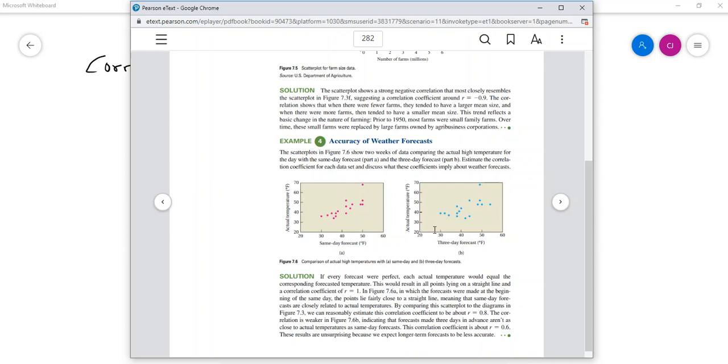3-day forecast, actual temperatures. Well, you'll notice it's not quite as linear here, but it's pretty good. So they're not quite as accurate at predicting the actual temperatures 3 days in advance, right? We can see that this scatter plot's a little better, right? A little stronger. This might be a positive 0.7.